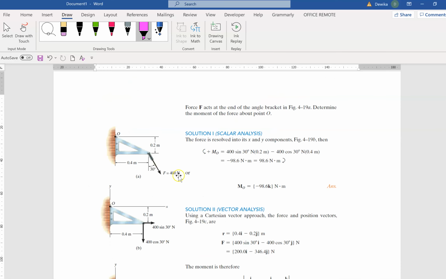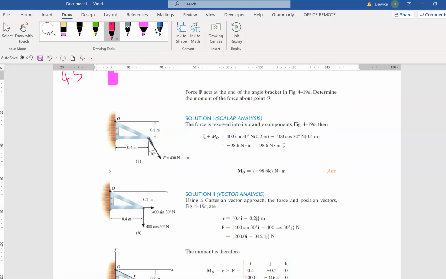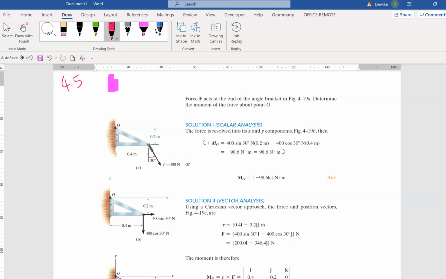Okay, I'm going to show the example here. Let's look at this. This is example 4.5 from your textbook. This is the question. This is example 4.6 from your textbook. There are 3 methods in doing this. Let's look at this question. This question has 400 here. You're finding the moment about point O, right?